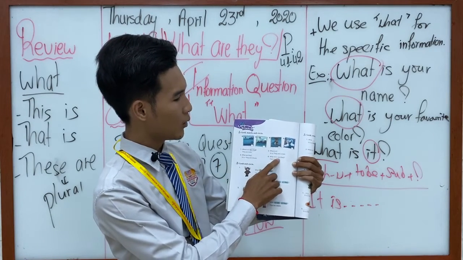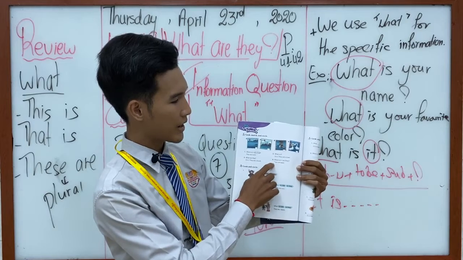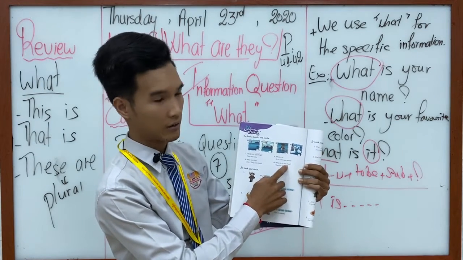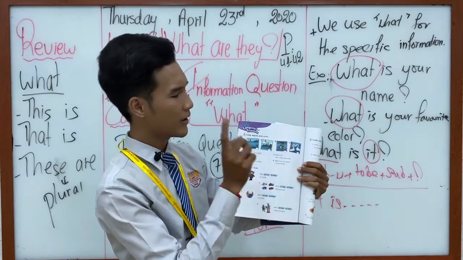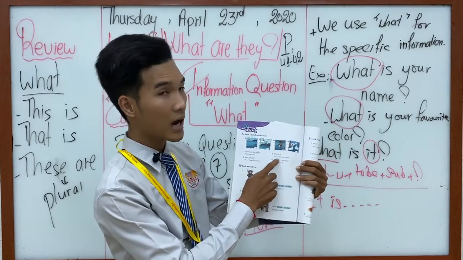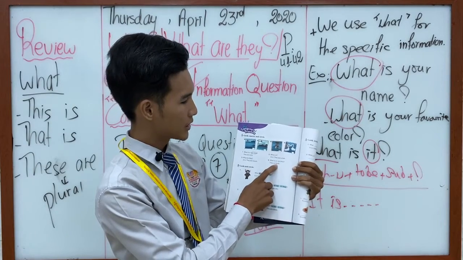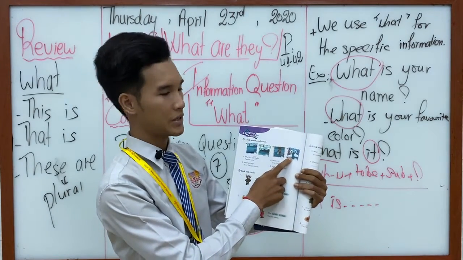And the last one, number 4. What is it or what are they? The answer is they are. So which one is the correct answer? Is it or are they? Must be are they. Very good. What are they? So the answer is they are birds. So the picture is picture D.